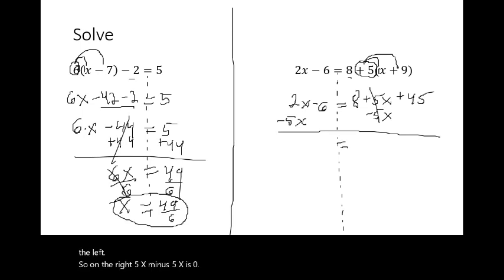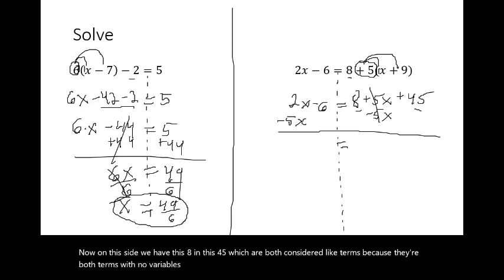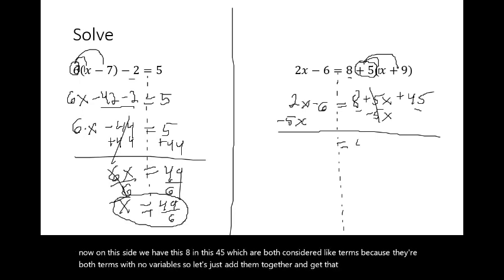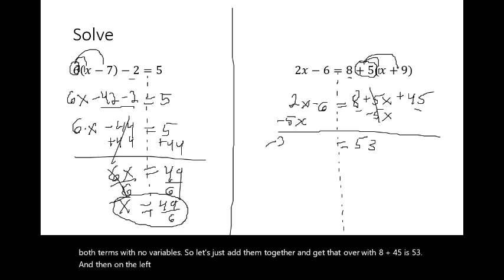Now on this side, we have this 8 and this 45, which are both considered like terms because they're both terms with no variables. So let's just add them together and get that over with. 8 plus 45 is 53. And then on the left, 2x minus 5x is negative 3x, and then I'm leaving that negative 6 alone.